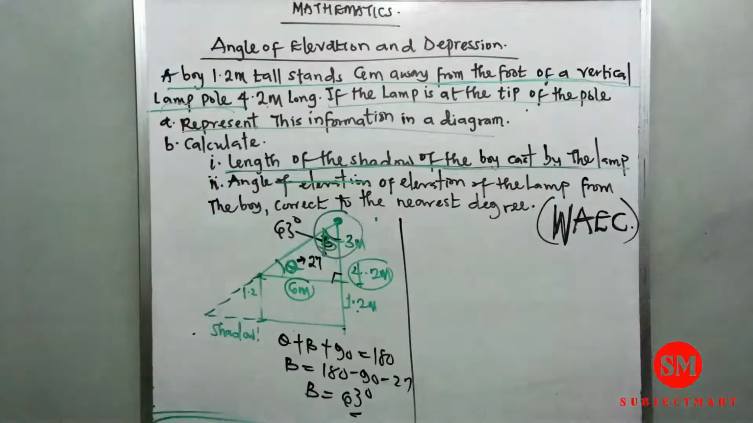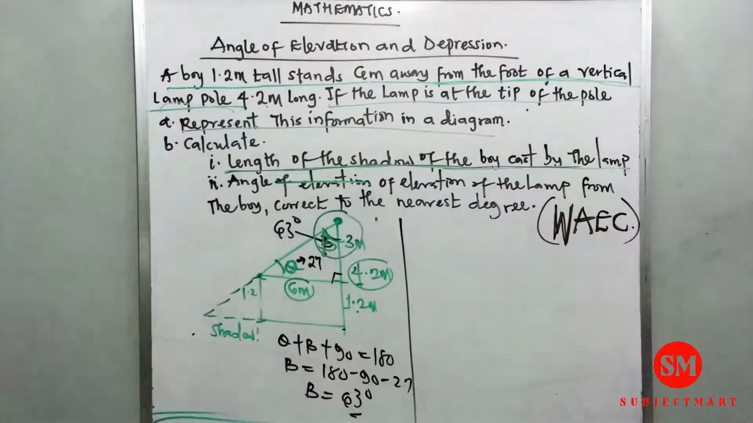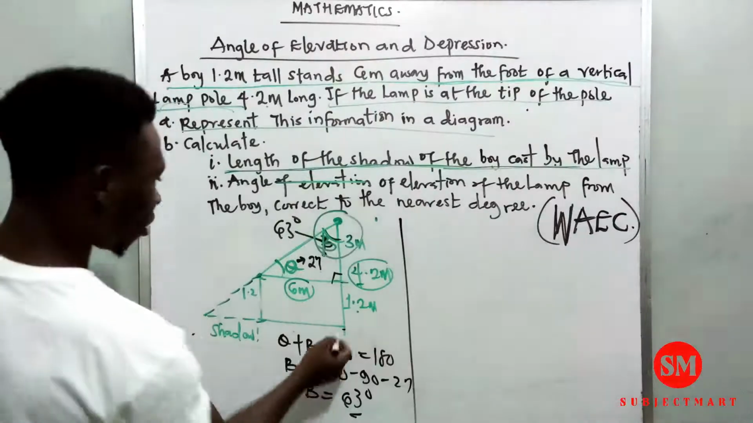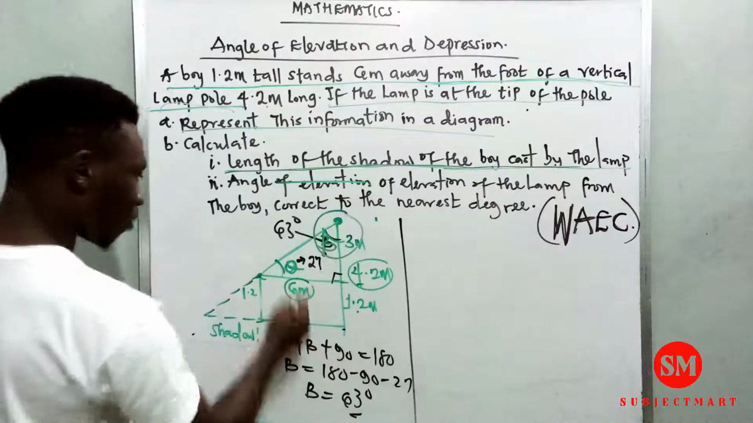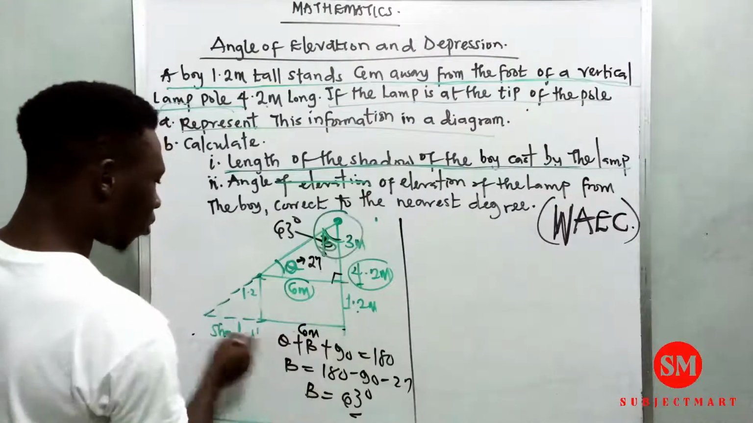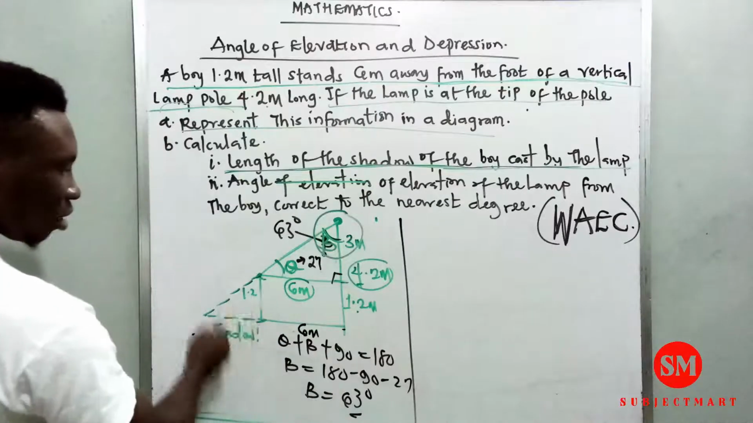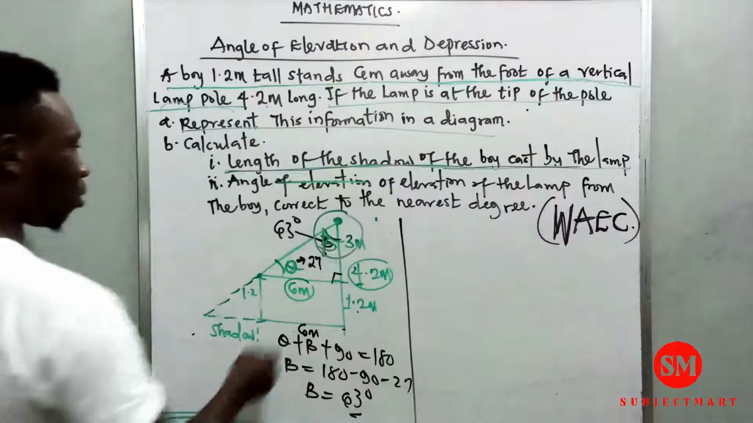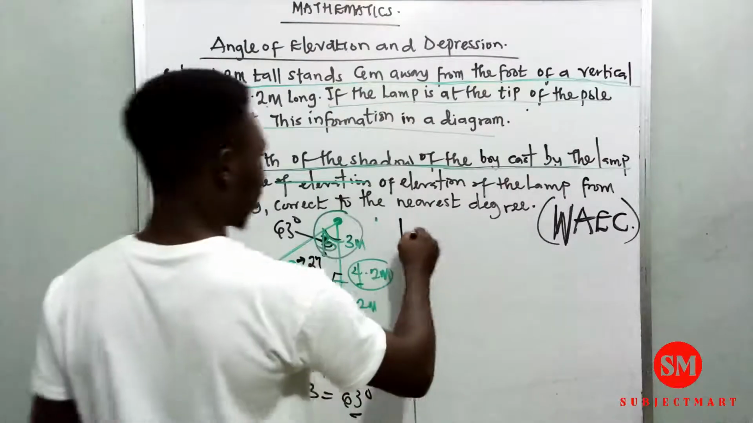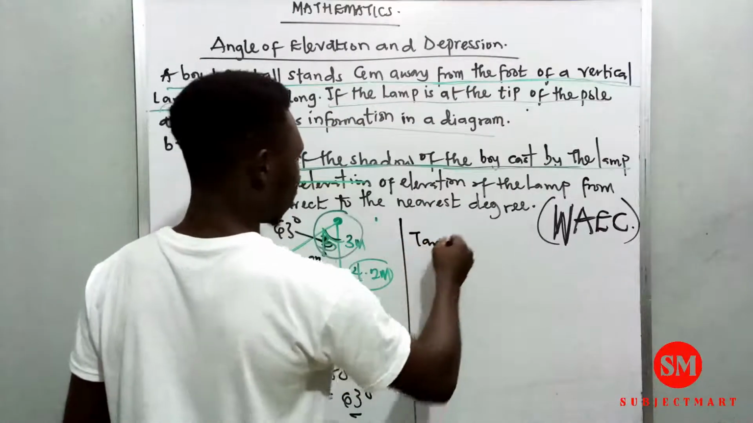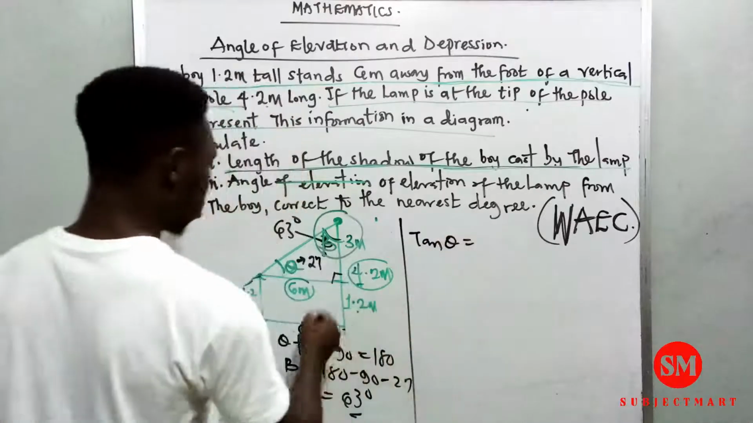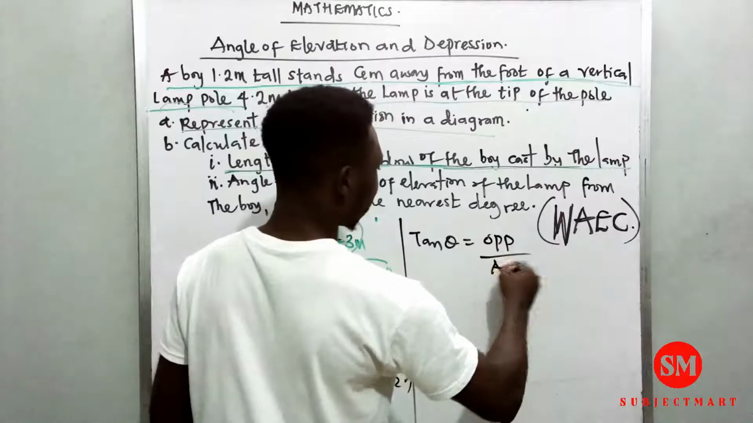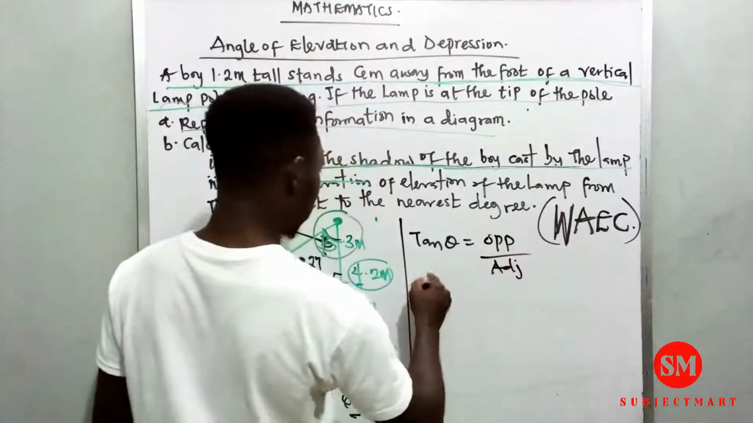And this particular side, this bottom here. Don't forget, this bottom here is 6 meters. We don't know the shadow, because the shadow is what we're looking for. So this is going to give us tan. Tan theta is equal to opposite over adjacent.